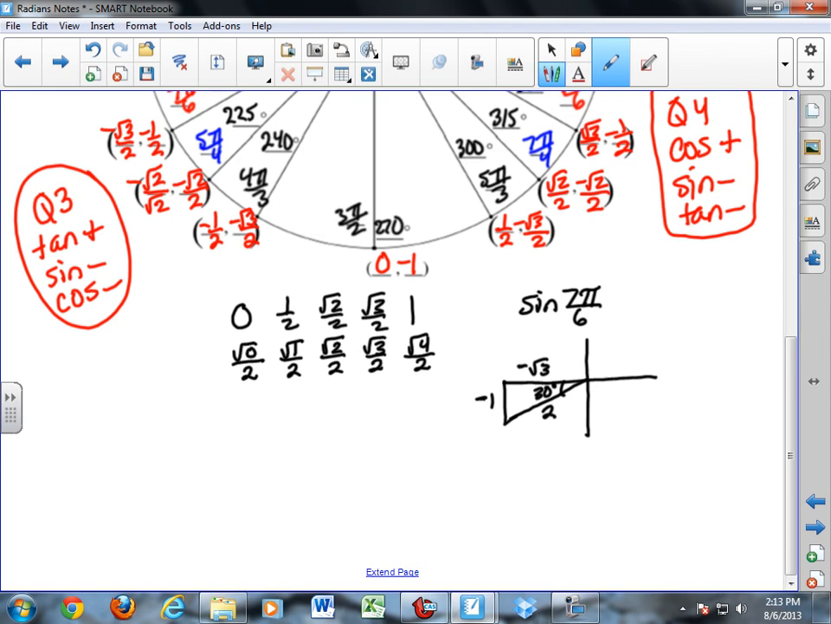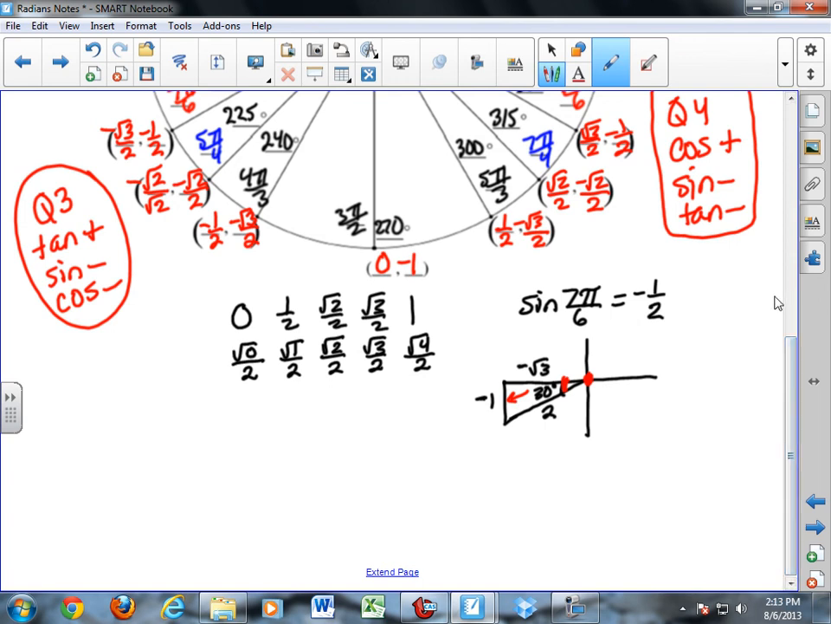So I can just read my special triangle here and just say, well, sine is opposite, and remember we're always looking at this angle, the one that's attached to the vertex. So opposite would always be the vertical side. So negative 1/2 is our sine value.